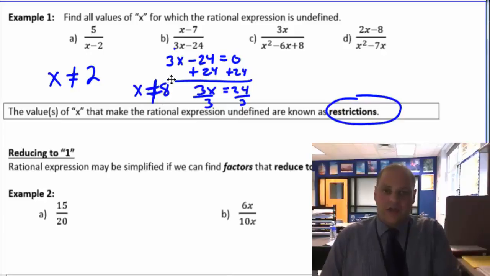X cannot equal 8. For this one, again, we don't even care about the numerator. It doesn't matter. The numerator has no meaning for undefined. We only care about the denominator.